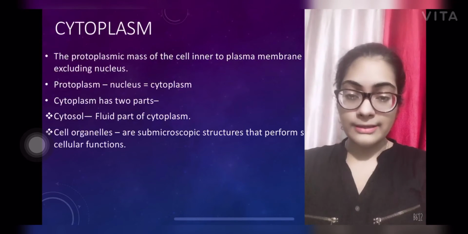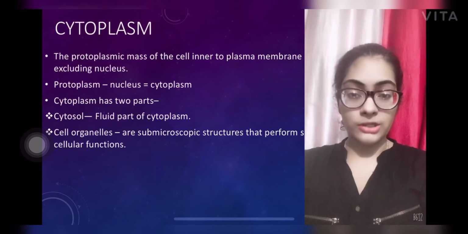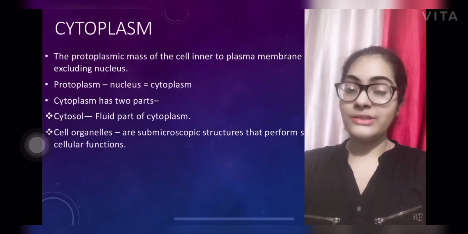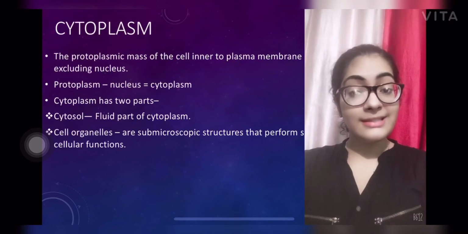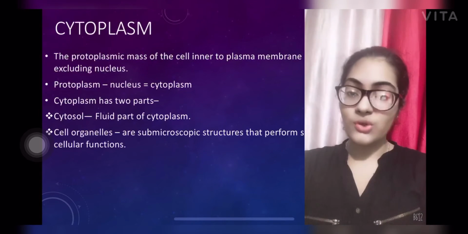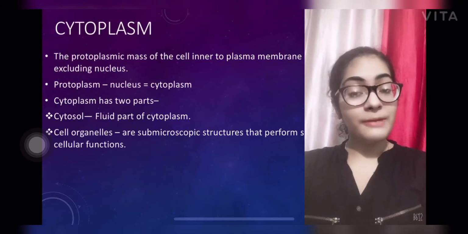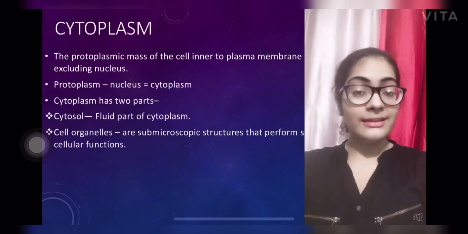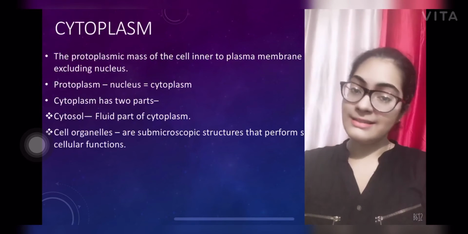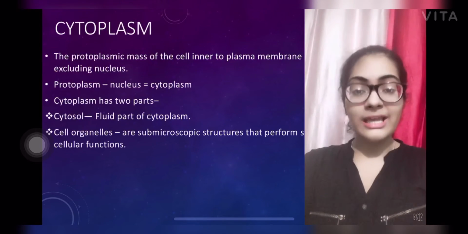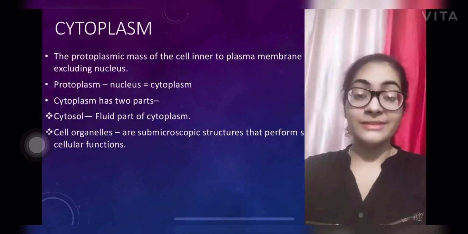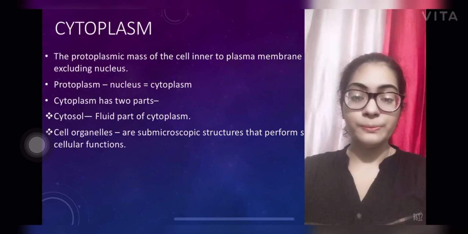Cell organelles are submicroscopic structures. As you already know, a cell is a microscopic structure. Cell organelles are contained inside the cell, so they are submicroscopic structures that are specialized in their functions. They are specialized in their activities performed in the cell. We'll see it in the upcoming overview of cell organelles. It's a very interesting video.